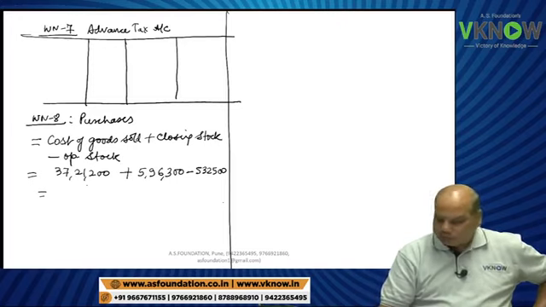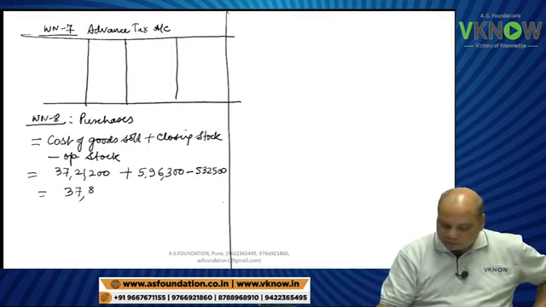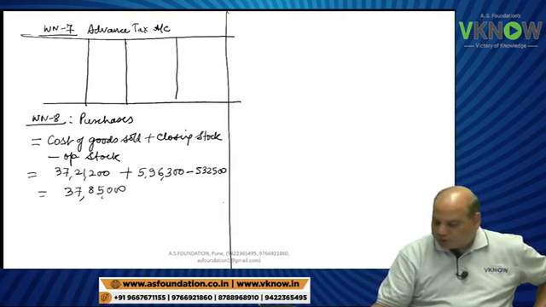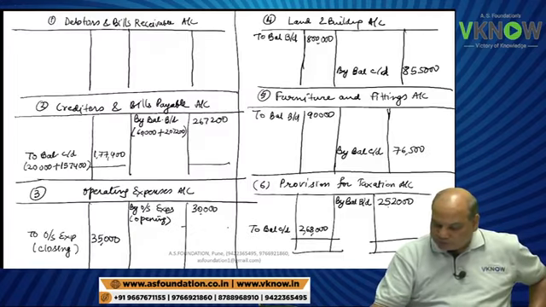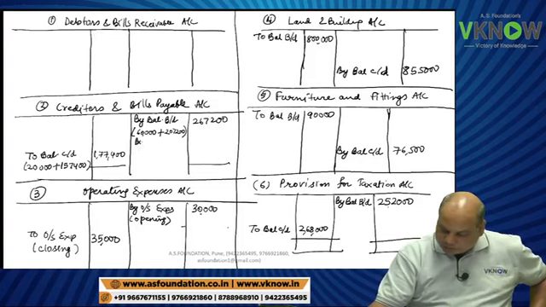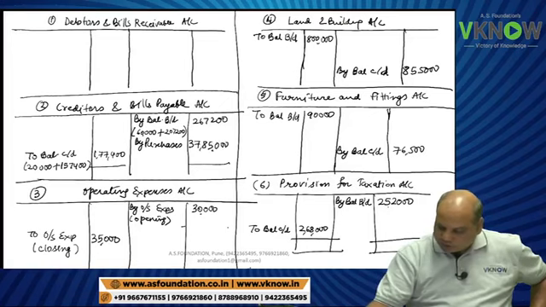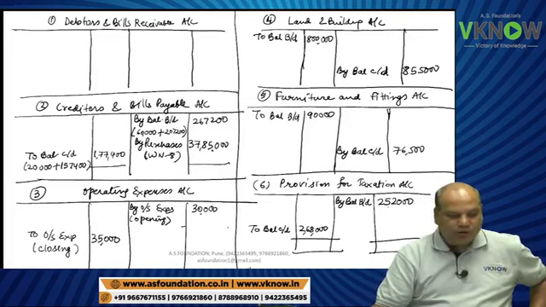Purchase will be net amount 37 lakh 85,000. Purchase 37 lakh 85,000, and then we'll go to creditor and bills payable. Working note, to purchases 37 lakh 85,000, and in bracket you write working note 8.